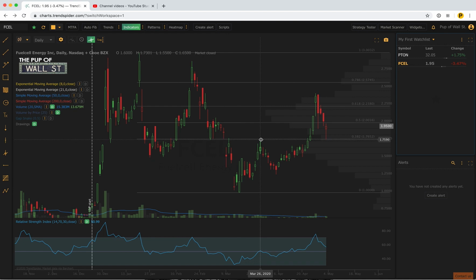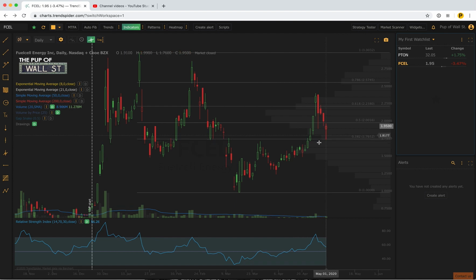So look, we tried to retrace to this 382 level. It got rejected. We came back to the 382 level. This April 22 candle, look, we closed underneath. April 23rd, we broke through. We went to the 618. We broke through. We broke back down. What did we do? We tested the next fib level, 0.5. We broke down. Tested the next fib level, 382.